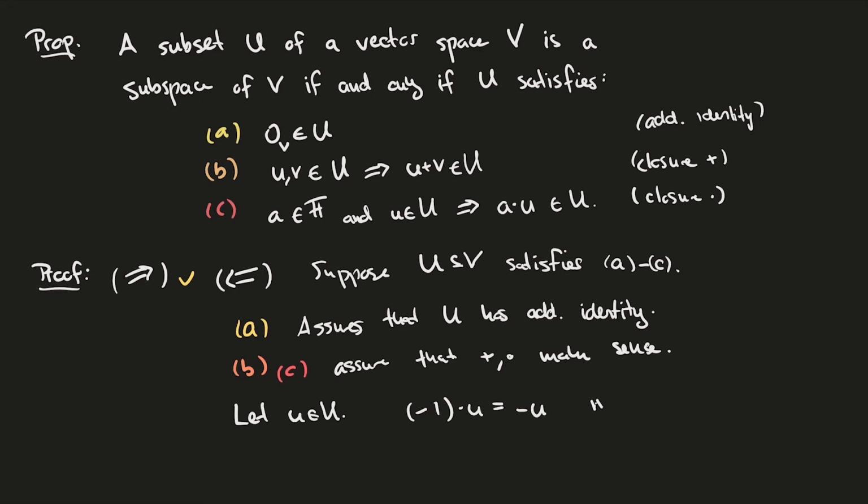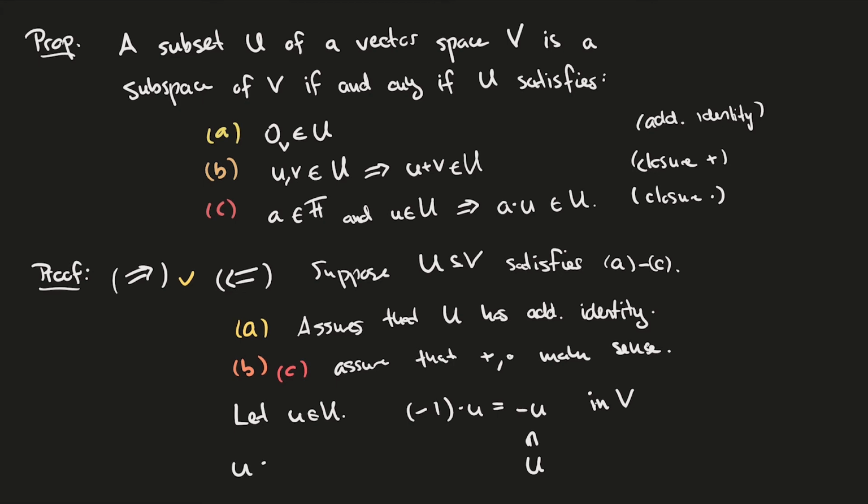And this equation holds in the vector space V. However, because U is closed under scalar multiplication, and -1 is an element of the field, and U is assumed to be in U, this means that minus U is also an element of U. So now we just need to check that this minus U is indeed the additive inverse of U in the vector space U.